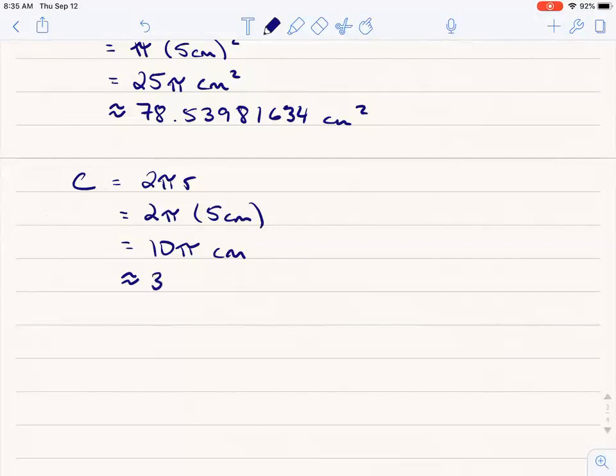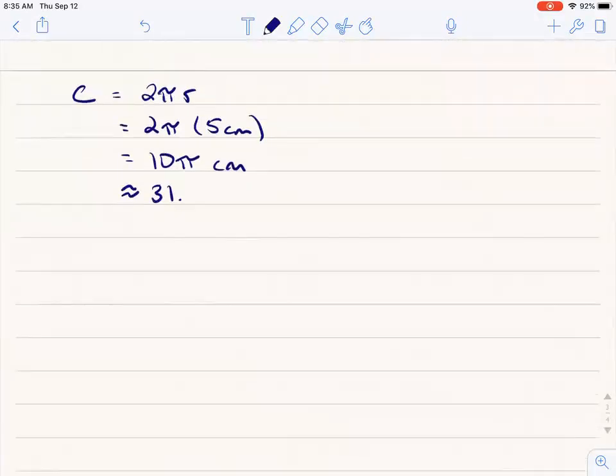Hey, that S to D button is way better than the approximately equal to button. I know they do the same thing, but you guys showed it to me last day and it's really convenient. 31.4159264 centimeters. I think that one's pretty good. Any questions about that one?